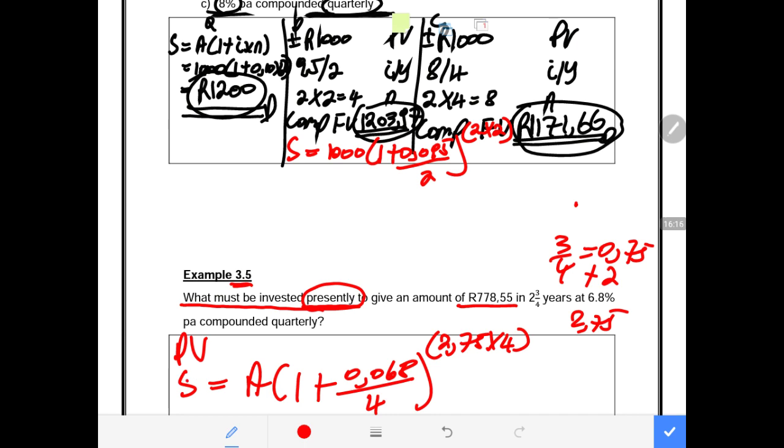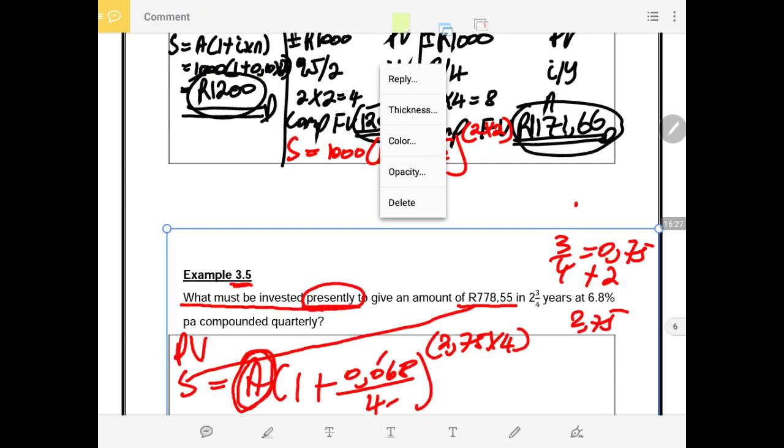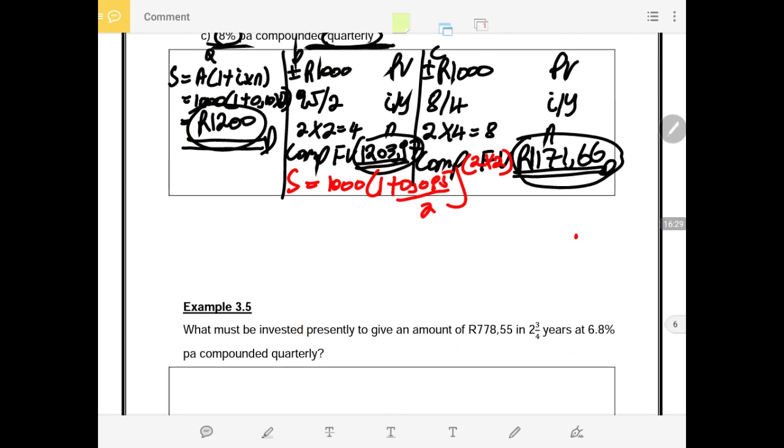In this case, we do have the future value, we do have the interest and everything. What are we looking for? We are looking for the present value, which is A, the amount that must be invested presently. With that, guys, I've prepared you for the next example.